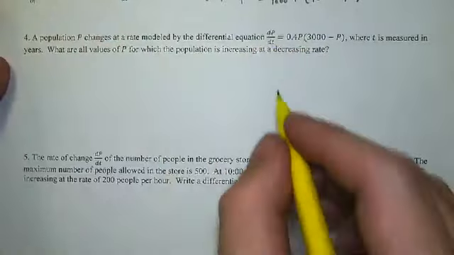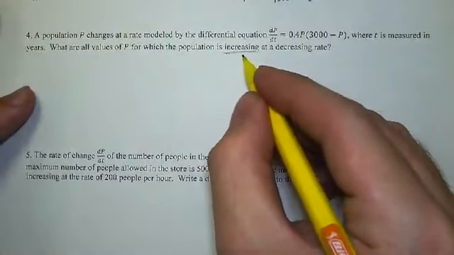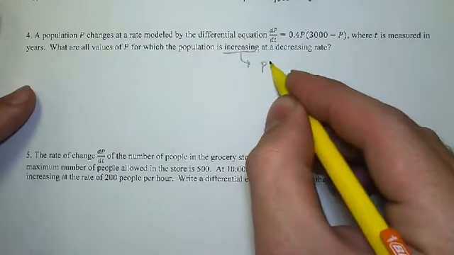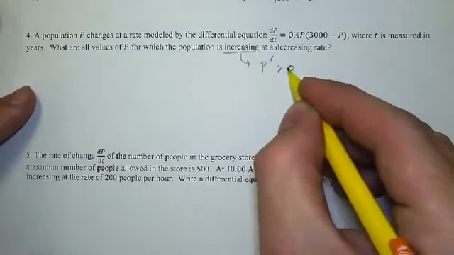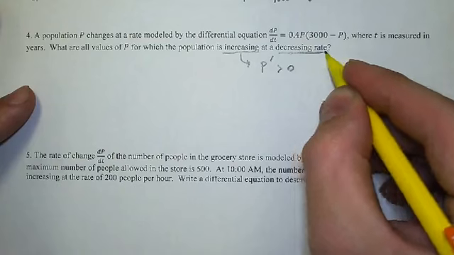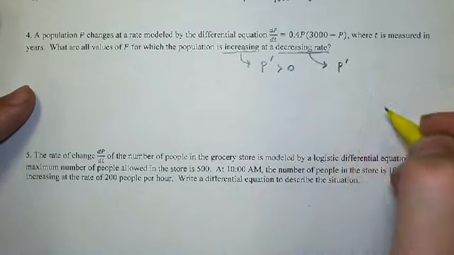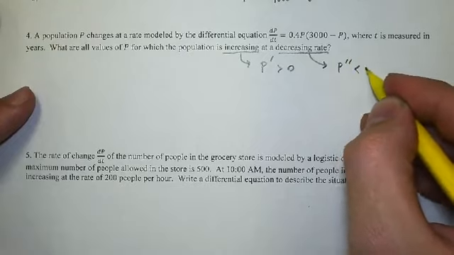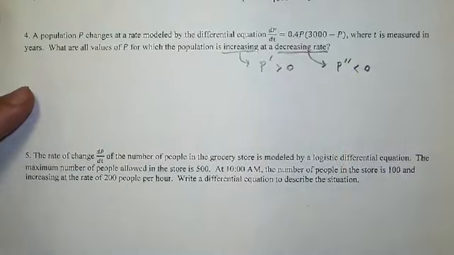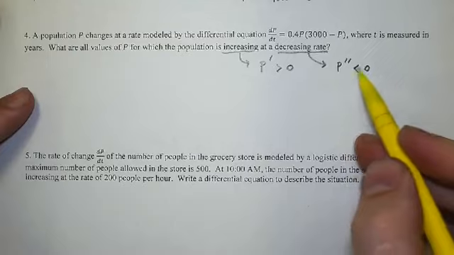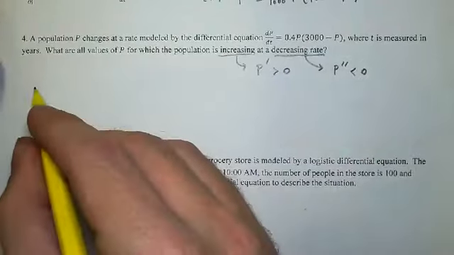Population increasing is going to be dP/dt is positive. The rate is decreasing, the rate is dP/dt. So if the rate is decreasing, that means its derivative is less than 0. So where is this thing increasing while concave down is kind of the question.